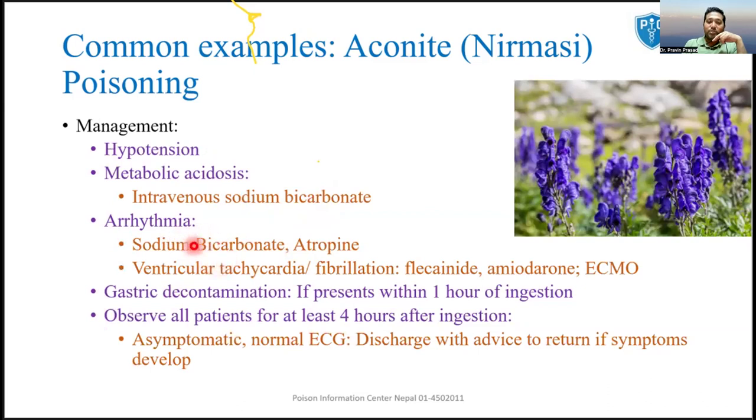Arrhythmias, if the patient is landing up with cardiac arrest, we might want to go for sodium bicarbonate. If the patient is landing up with bradyarrhythmias, we want to go for atropine. For ventricular tachycardia and fibrillation, because aconite, the active drug, is known to prolong the opening of sodium channels, we want to use class 1 sodium channel blockers like flecainide, or broad spectrum antiarrhythmic drugs like amiodarone. Now, if available, ECMO can be tried, but again, the availability of ECMO is a big issue in our country.